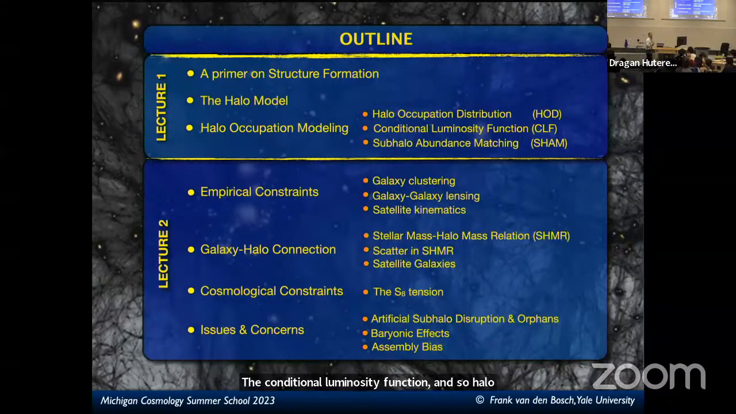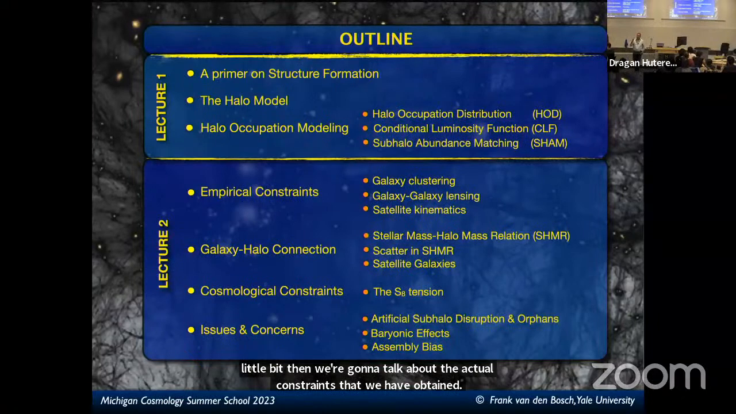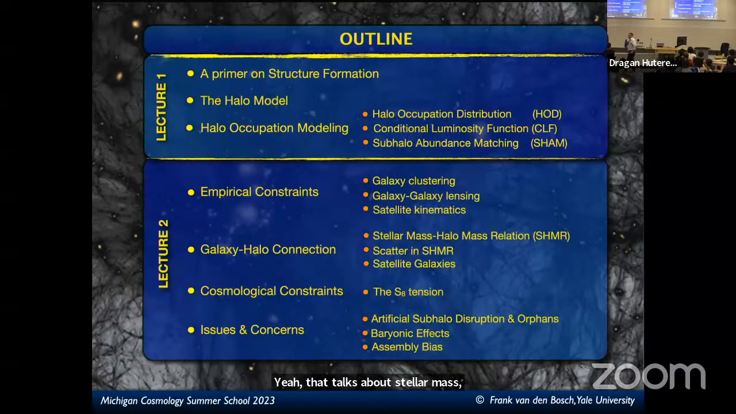And then tomorrow, I'm going to talk about empirical constraints, different methods that we use to constrain the galaxy halo connection, which include galaxy clustering. I'm going to focus on galaxy lensing, and I'm going to talk about satellite kinematics a little bit. Then we're going to talk about the actual constraints that we have obtained. What have we learned about the galaxy halo connection? That talks about the stellar mass halo mass relation. We're going to focus a little bit on the scatter in that relation, what we know about that, and what we know about how satellite galaxies are distributed.